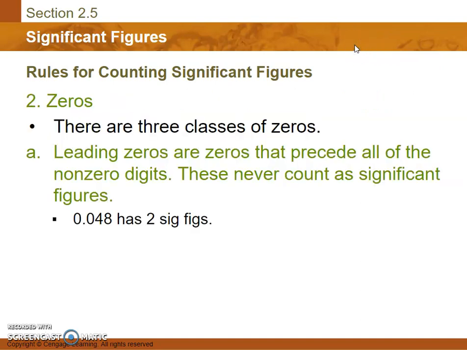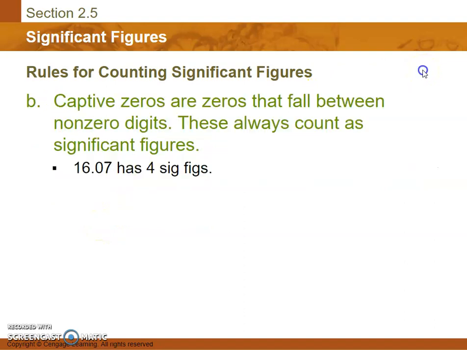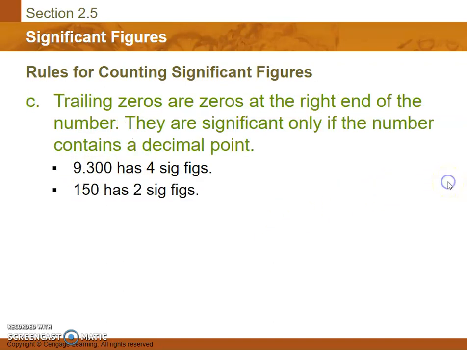Zeros. Zeros have some different rules. There are actually 3 of them. Our first one is that leading zeros are zeros that precede all of the non-zero digits. They don't count. So this 0 here is not a significant figure, and this 0 here is not significant. So we only have 2 significant figures, the 4 and the 8. Captive zeros fall between non-zero digits, and they are significant. So this 0 here, between the 6 and the 7, is significant. So we have 1, 2, 3, 4 significant figures in this number.